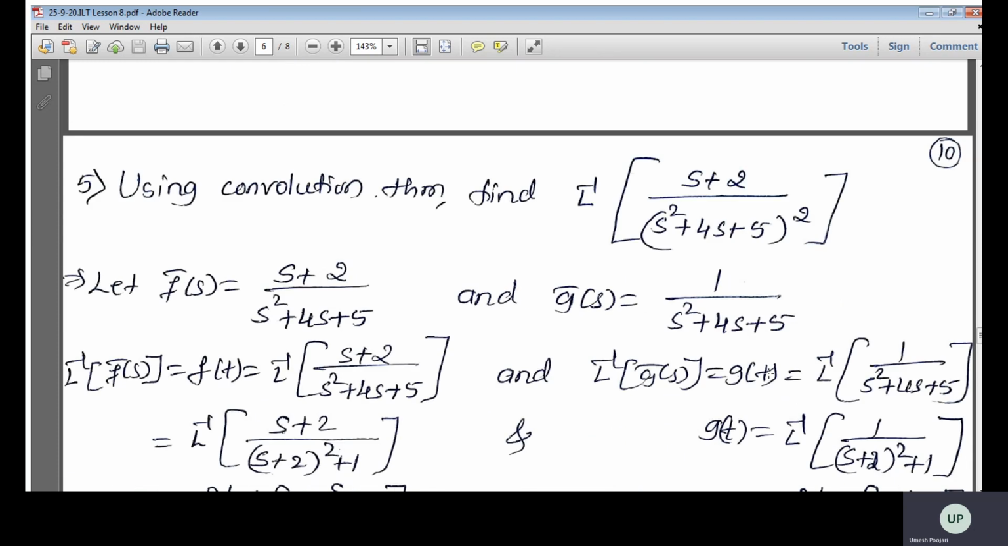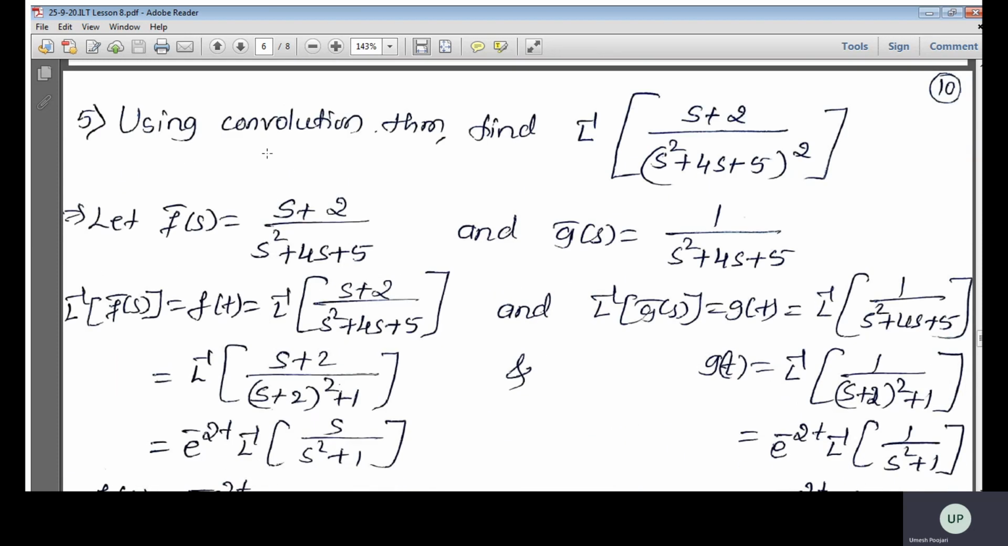So similarly, we shall see some more examples. Using the convolution theorem, find L inverse of s plus 2 divided by s square plus 4s plus 5 whole square. Now you can observe here, there is a function in the denominator, whole square is there, no problem. One term you can assign to f bar of s and another term to g bar of s. But what about the numerator here? So the numerator you should take this complete term to either f bar of s or g bar of s.